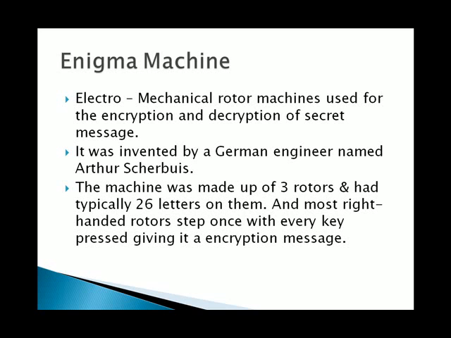Back then, a guy named Arthur Scherbius, a German engineer, invented this machine and helped the Germans use it. The machine was made up of 3 rotors with the 26 letters of the alphabet on them, and it was used to encrypt the messages. Most of the time the rightmost rotor was set up for right-handed people, and with every key press it produced an encrypted message, because there were more right-handed people than left-handed.